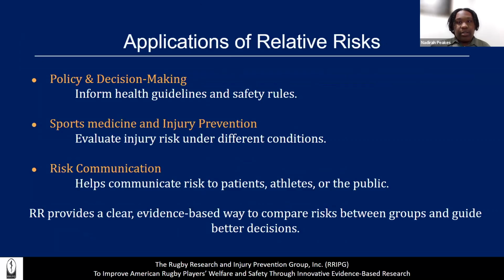So there are many applications of relative risk. One application is in policy and decision making. It can inform health guidelines and safety rules. Another is in sports medicine and injury prevention, which is especially important. It can evaluate injury risk under different conditions. And another is in risk communication, which helps communicate risk to patients, athletes, or the public. It's a very good communicator. We know the relative risk provides a clear, evidence-based way to compare risks between different groups and guide better decisions.